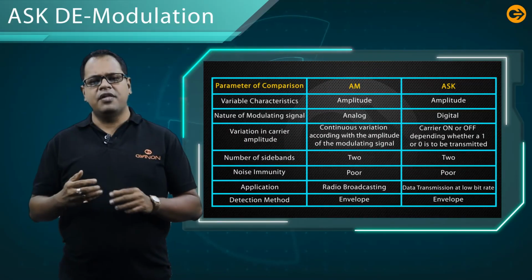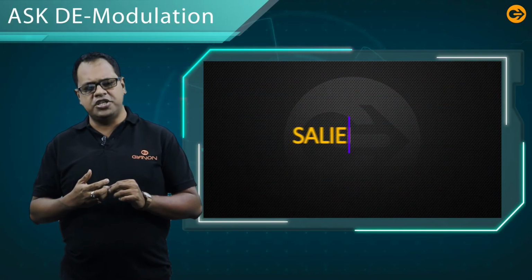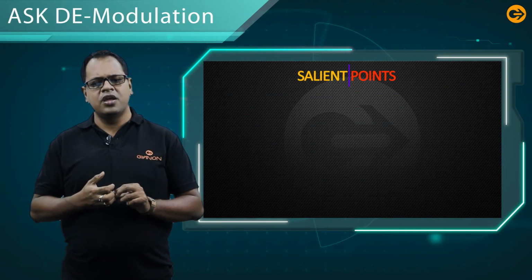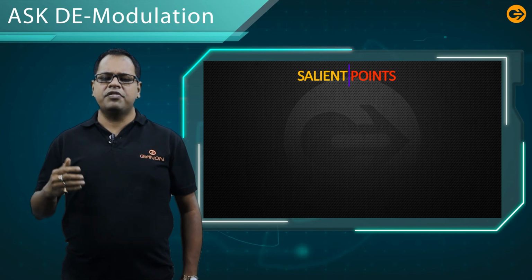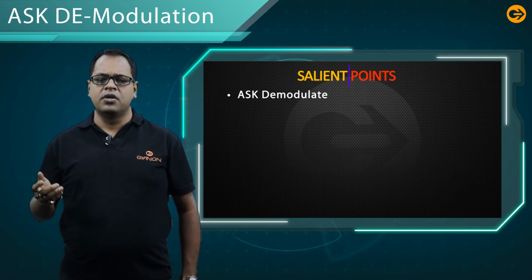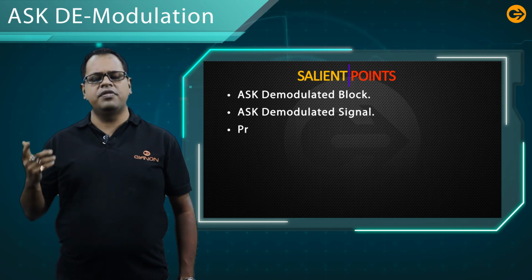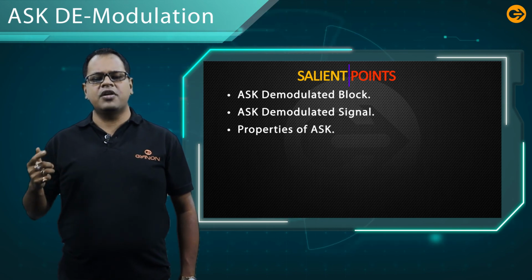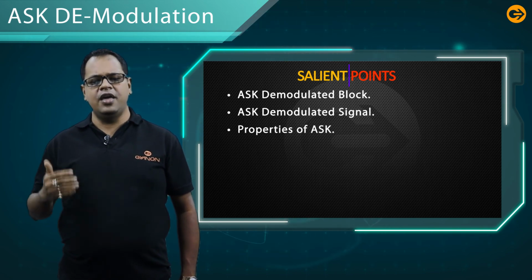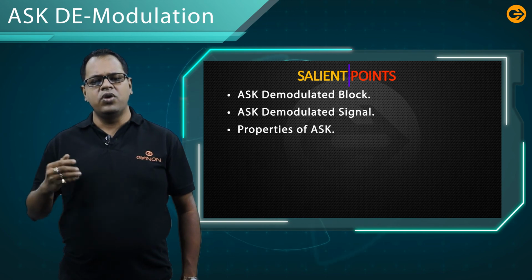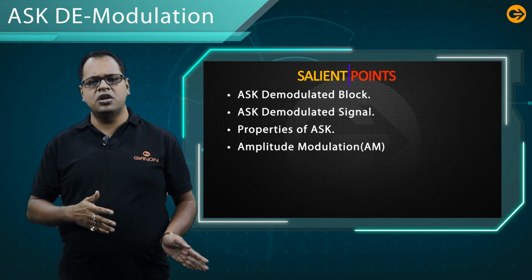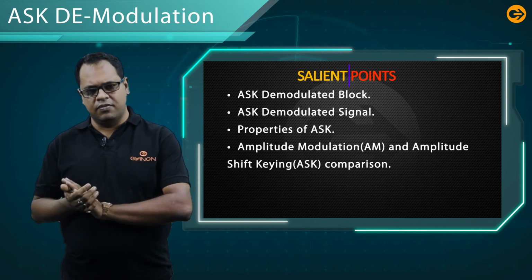Let us discuss the salient points of today's lecture. What have we discussed today? We have discussed the ASK demodulation block. Then we have shown the ASK demodulated signal. Next, we have discussed the properties of the ASK. And lastly, we compared amplitude modulation and amplitude shift keying.